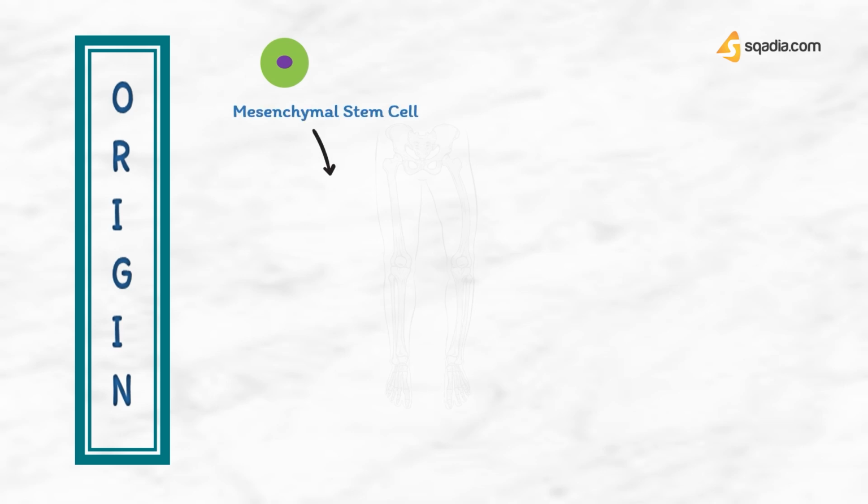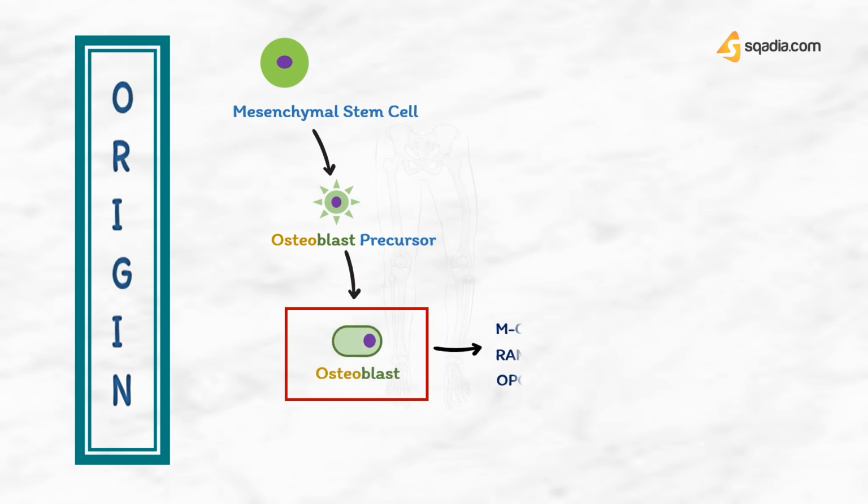Some mesenchymal stem cells are converted to osteoblast precursors, which are further differentiated into osteoblasts. Osteoblasts are responsible for production of MCSF, RANK L, and OPG. MCSF stands for macrophage colony stimulating factor. RANK L stands for receptor activator of nuclear factor kappa beta ligand, and OPG for osteoprotegerin. These factors are known to regulate osteoclastic activity, but let's see how.